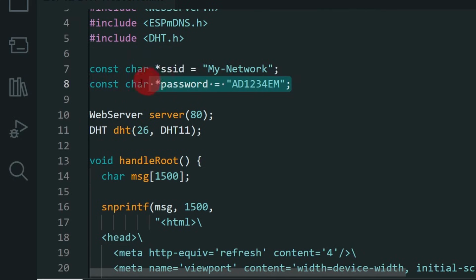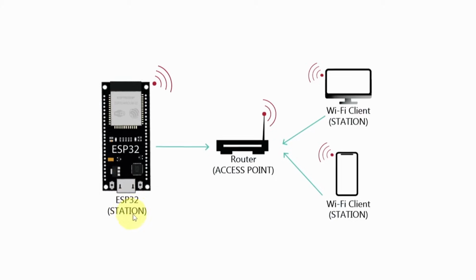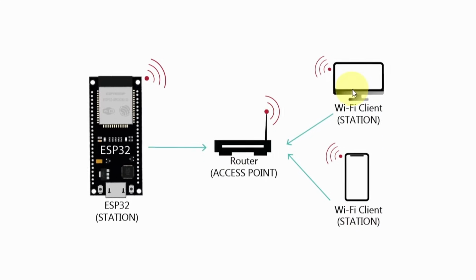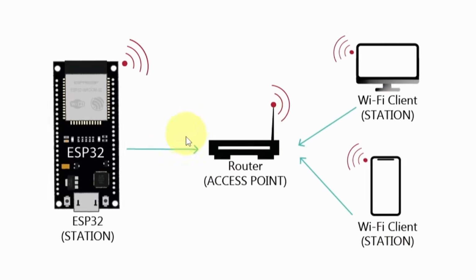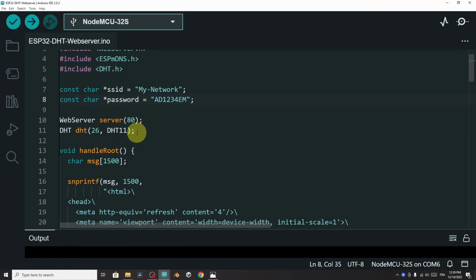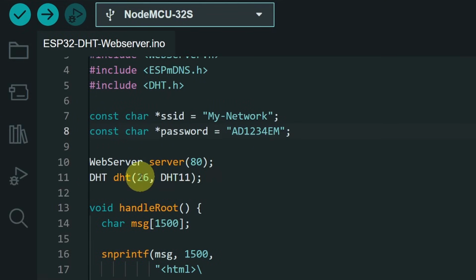Now we have two variables that you have to change, the SSID and password. Basically, the ESP32 board needs the information about the router, which are the SSID and password. Then you could use all of the devices that are connected to the same network. You simply need to type in the IP address of the board, and it will display the information about the temperature and the humidity.